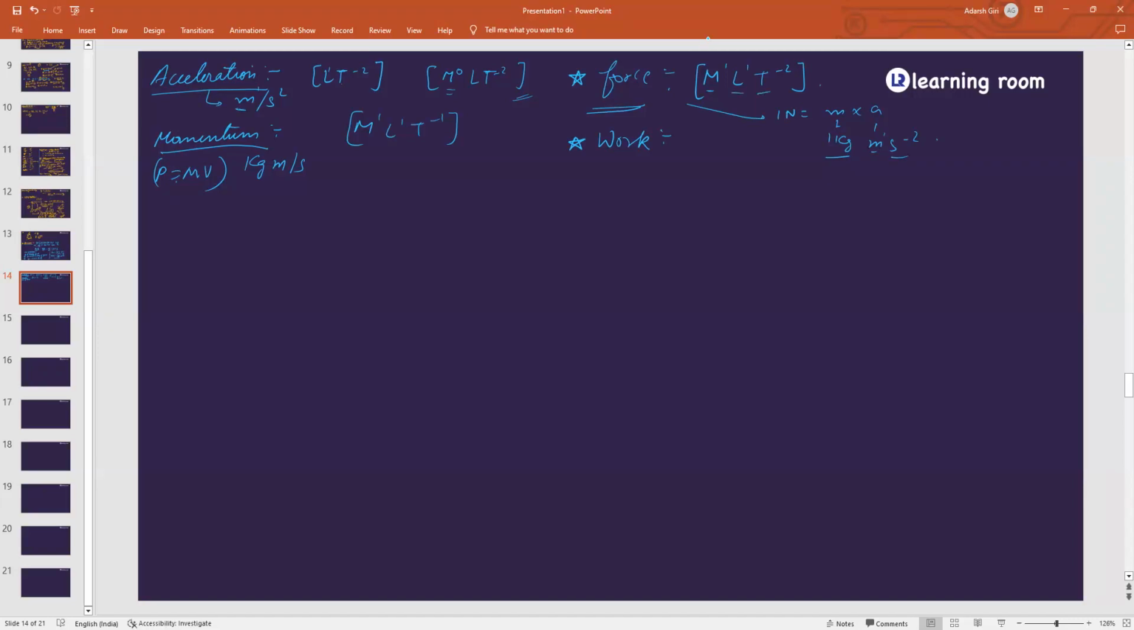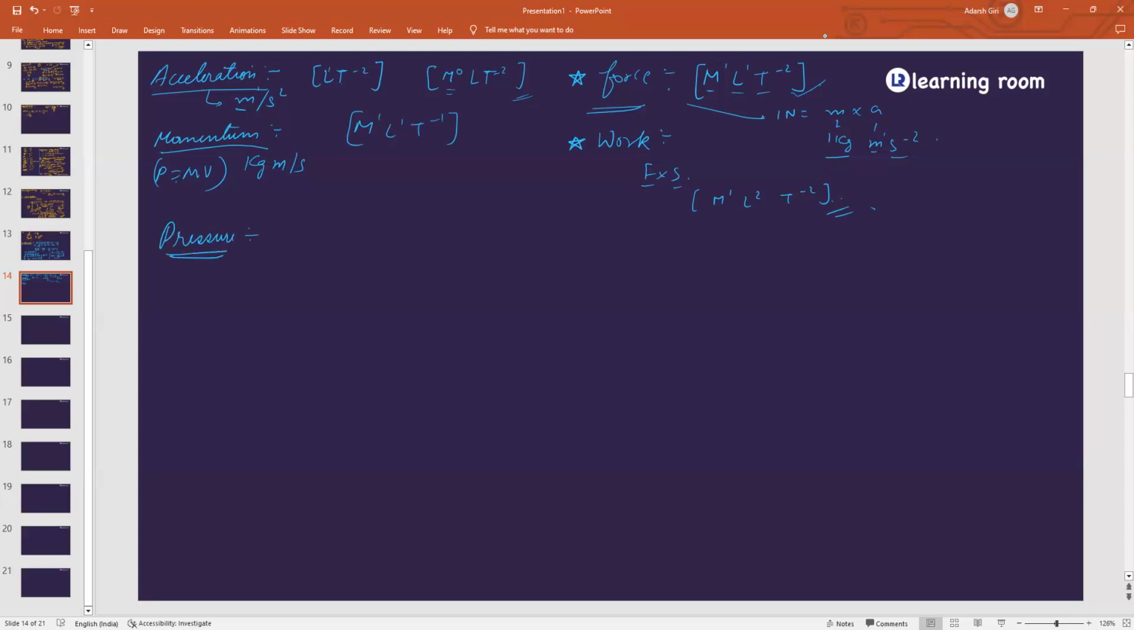Very good. Work, Vandana. Sir, it is force into displacement. M1, L2, then T to the power minus 2. That's correct. It's force into displacement. Force you have understood from here. You just have to multiply with the length, and you added 1 length here. You got L to the power 2. Everyone understanding or not? Yes, sir. Akhil will tell me about pressure.